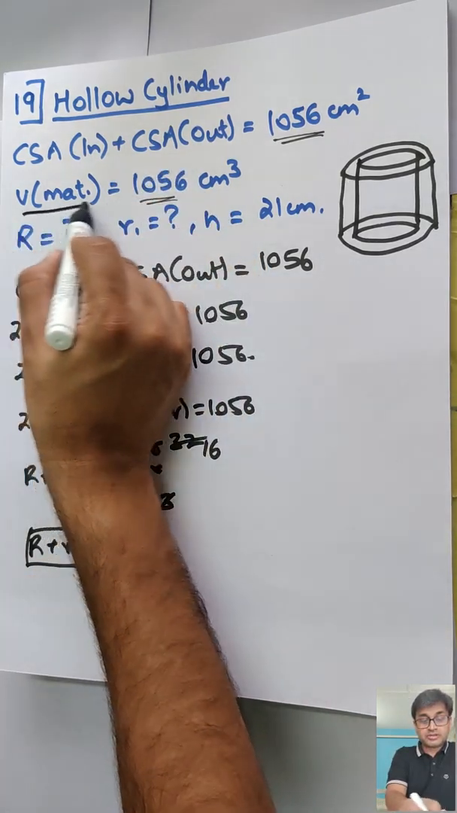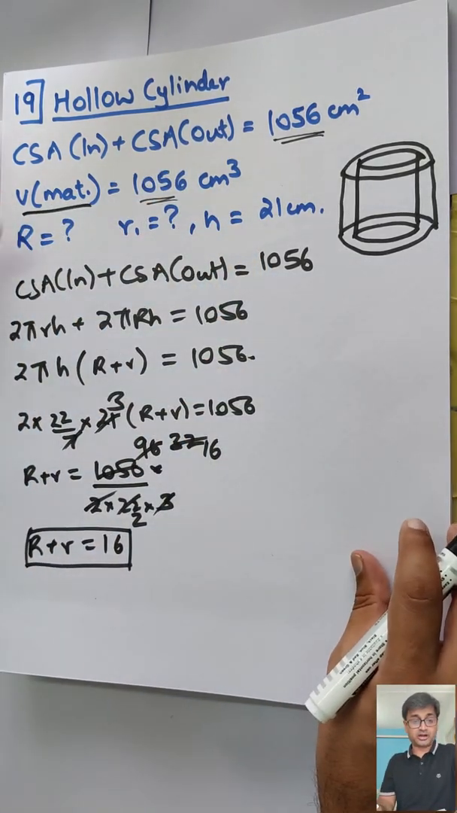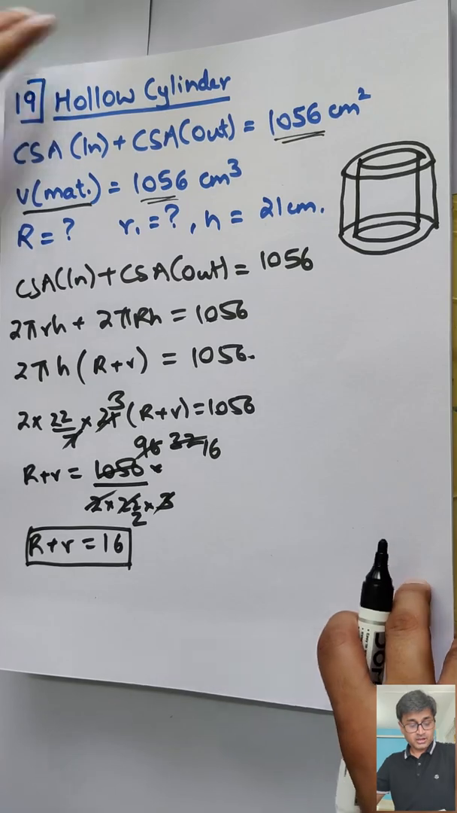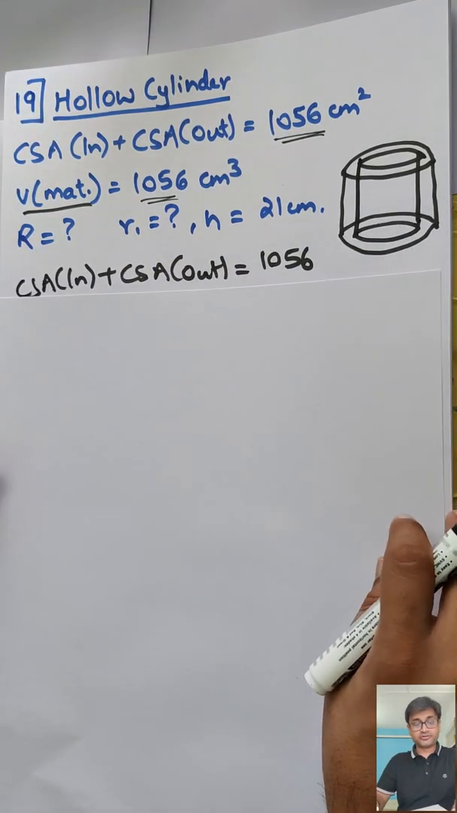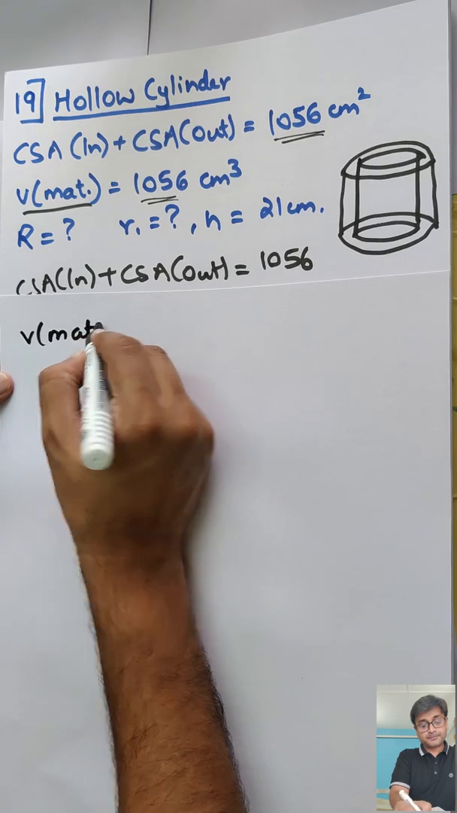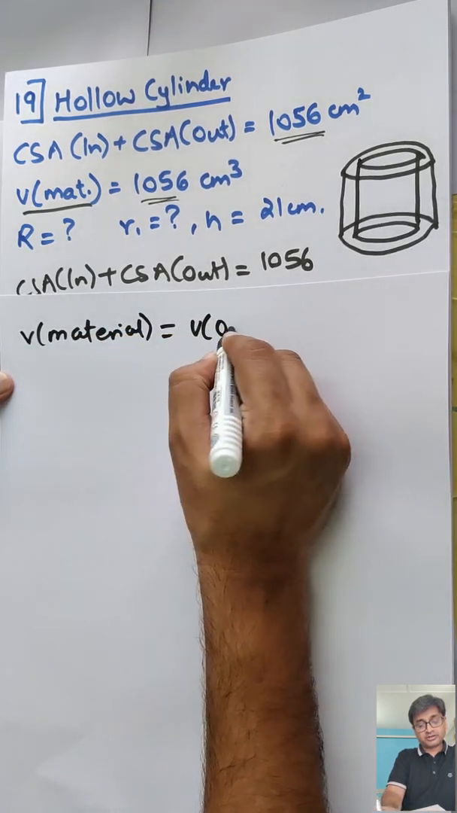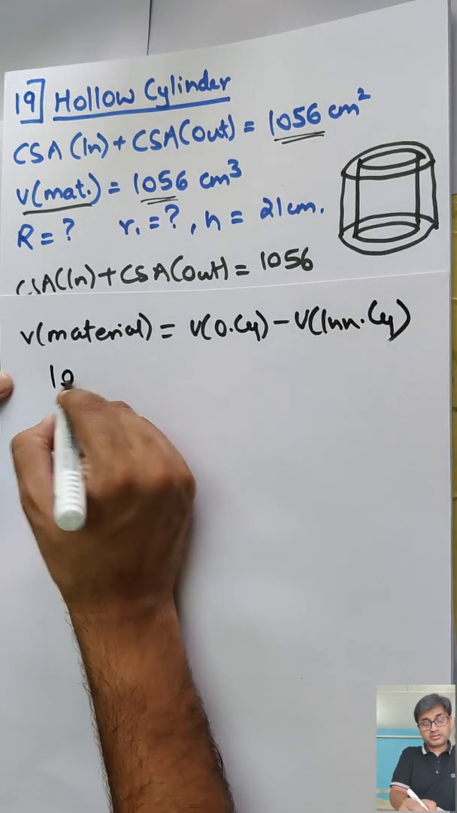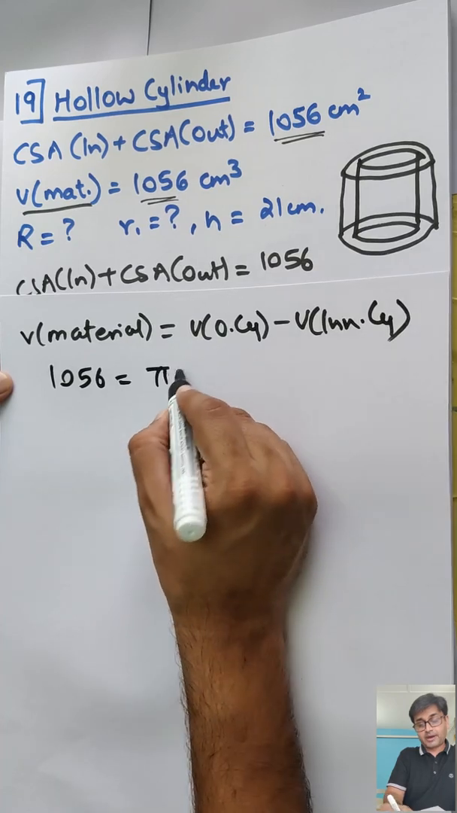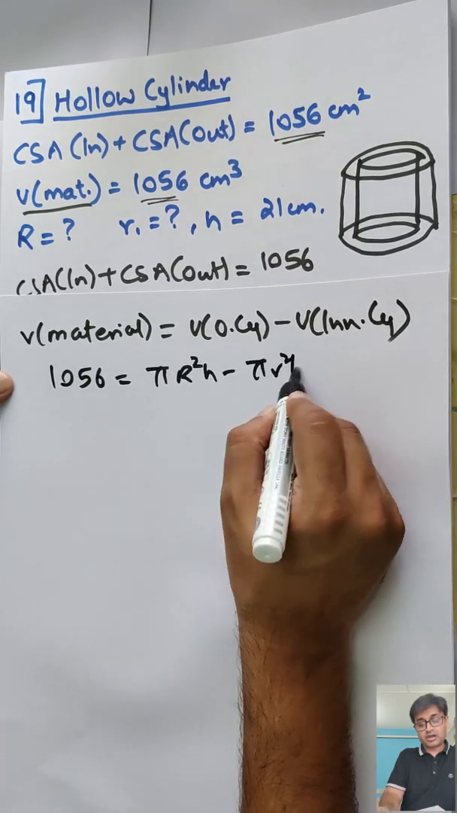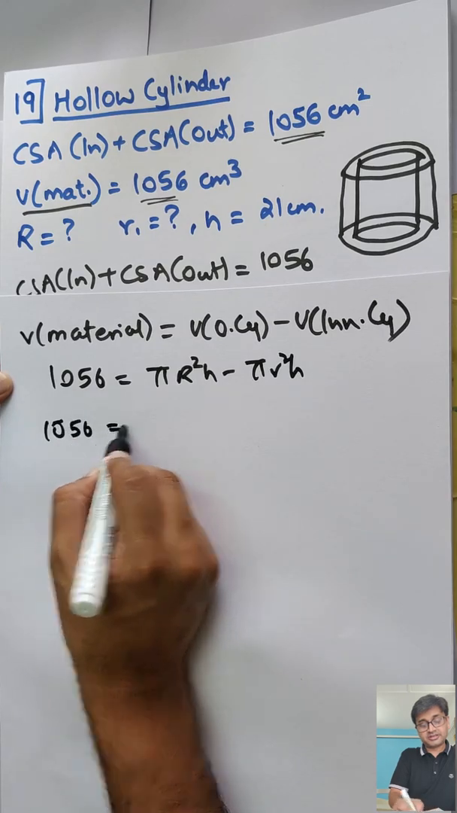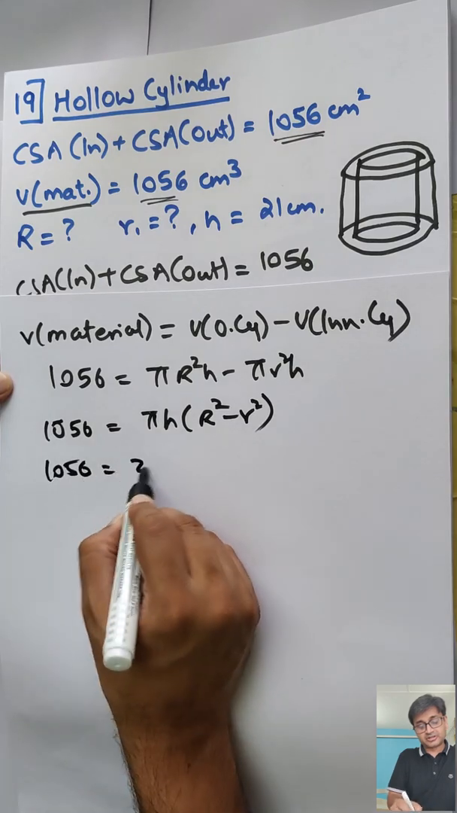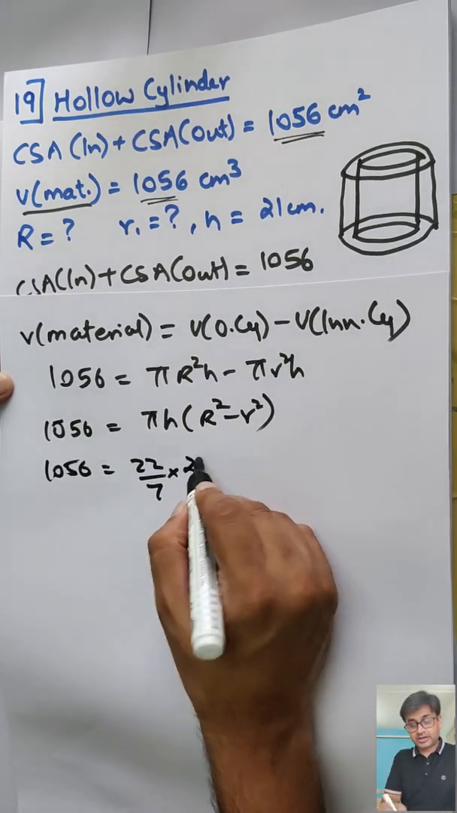So now what we are going to use is the volume of the material. We have to be really smart with this part. Let me take a fresh sheet so that we can go nicely. The volume is given to us as 1056. The volume of material is basically the volume of the outer cylinder minus the volume of the inner cylinder. So the outer cylinder is pi R square h, minus pi r square h. I can pull out pi h common, (R square minus r square). So 1056 equals 22 by 7, and the height is 21.